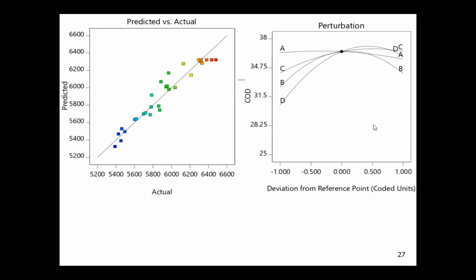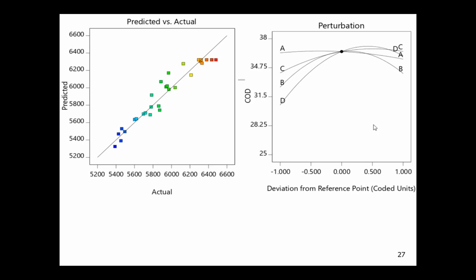Input A varies from lower level to higher level. -1 is the lower level value and +1 is the higher level value. So when parameter A increases, the chemical oxygen demand tends to decrease.